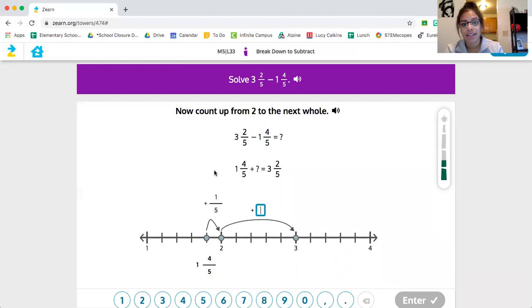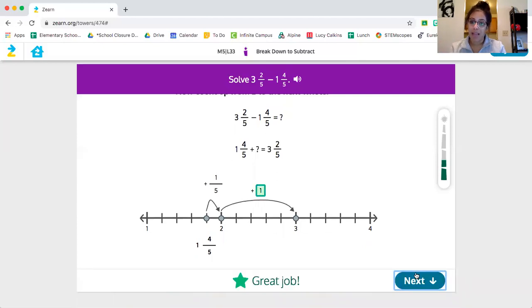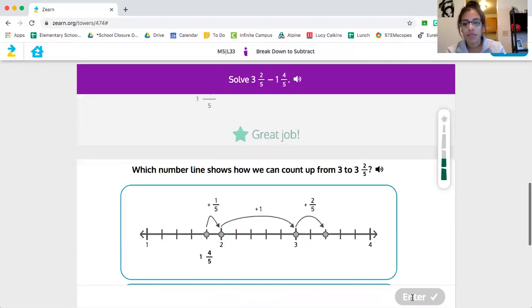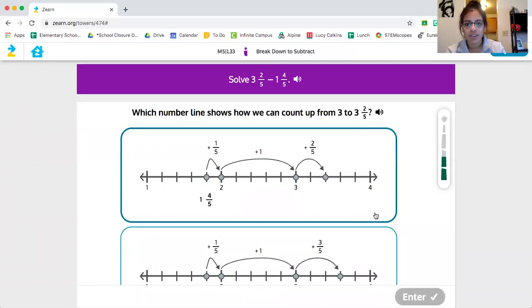So my next step is to think of the whole. Well, the jump from that 2 I am now at to 3 is 1 whole. So far in this work, I figured out, okay, well, if I start at 1 4/5, I at least have to jump 1 1/5 on my way to 3 2/5. I'm not there yet. I still have one more jump to make. From that 3, I'm going to go ahead and jump to get me to 3 2/5.